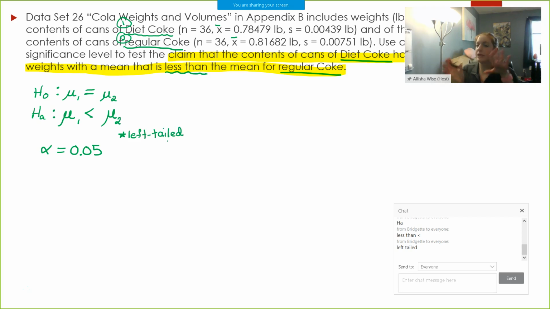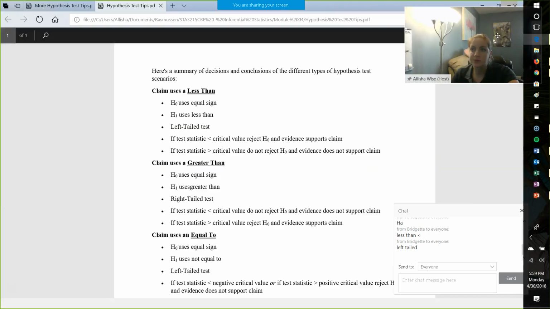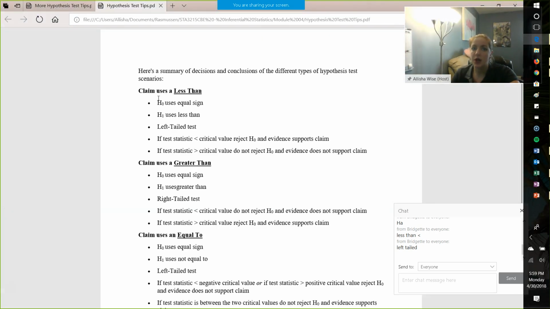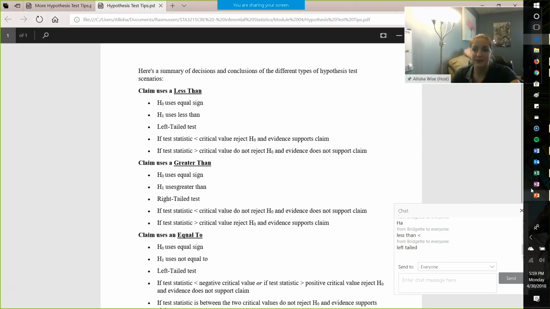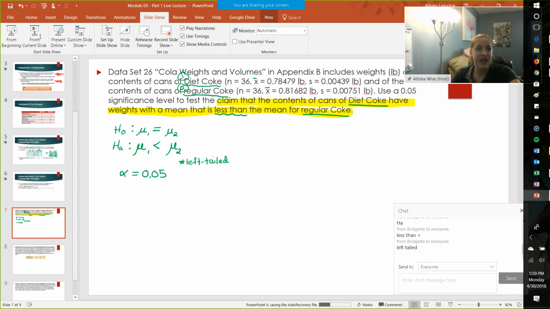That will help us when we get to the critical value, but it's good to note as we're moving along, so that when we come back to it, we remember, oh, it's less than, it's left-tailed. And remember, we're still going to be using those worksheets. So claim uses a less than, it's left-tailed. The worksheets I gave you last week still apply. So good news, using a lot of stuff from last week, right?